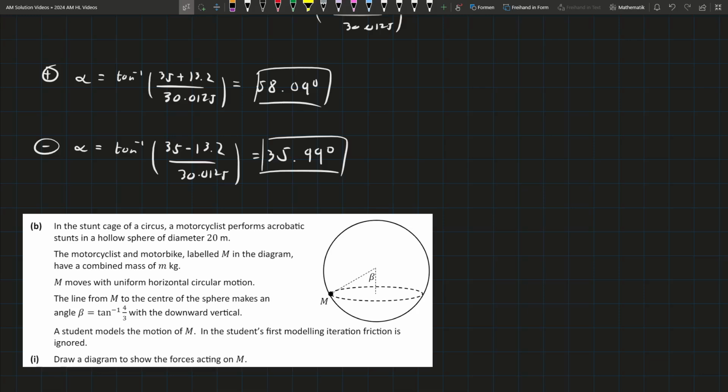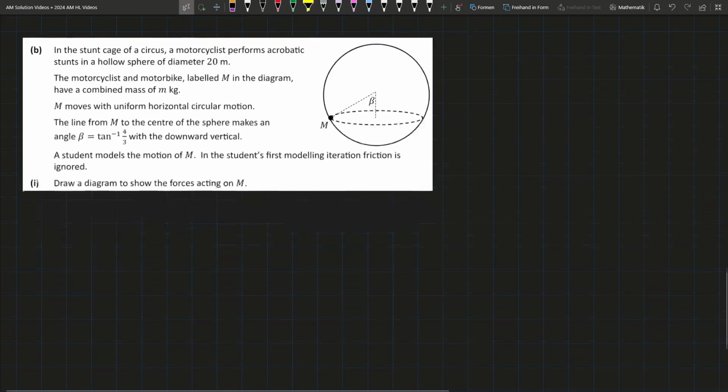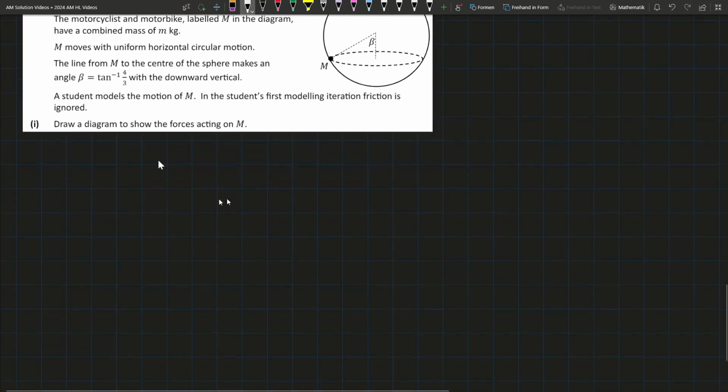This could possibly be the worst question on the exam, because on top of that really messy projectiles question, we have a really messy horizontal circular motion question as well. So we have some information. Diameter is 20 meters. That means that the radius will be 10. Motorcyclist on a motorbike labeled M. He has a mass of M, and he moves in horizontal circular motion. We know what the angle beta is. We're ignoring friction for now. Draw the forces acting on M.